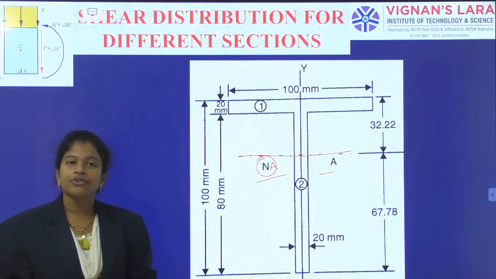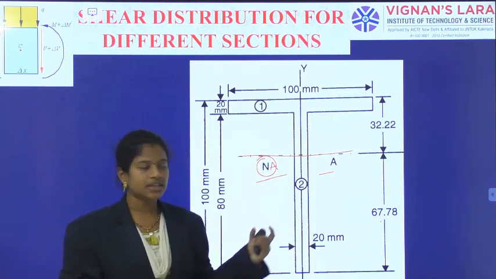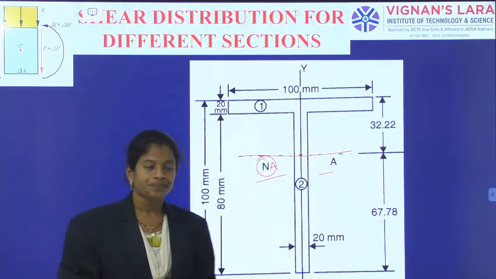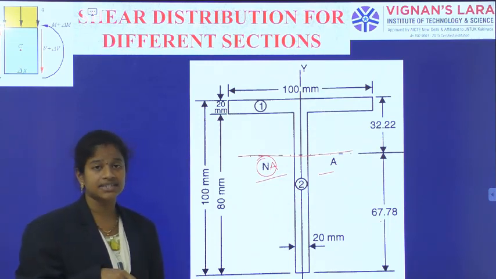Now what I should do is generate the shear stress distribution for the T-section with respect to this neutral axis. And they have also asked us to calculate the shear stress at the neutral axis level.